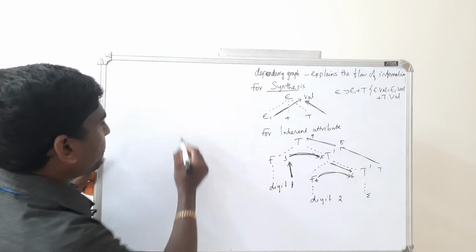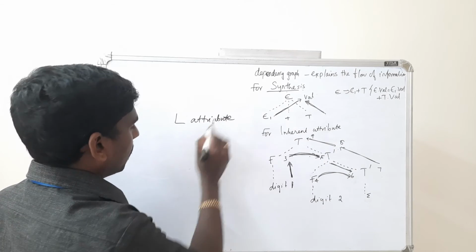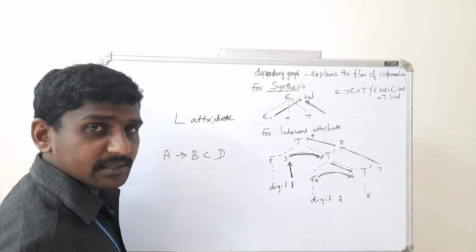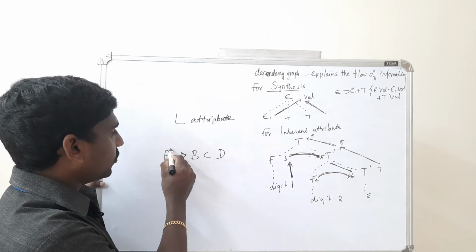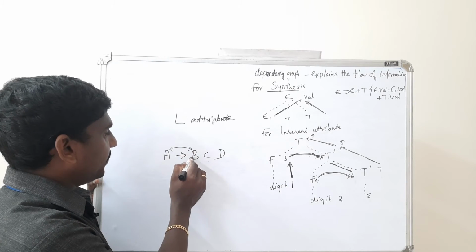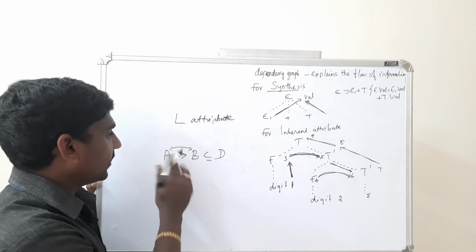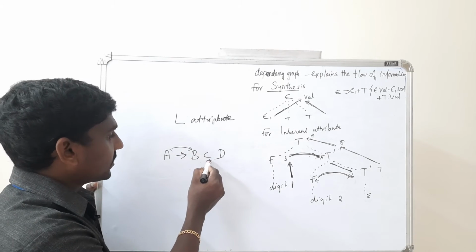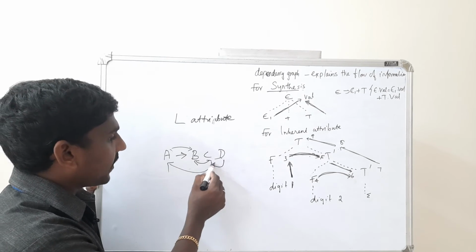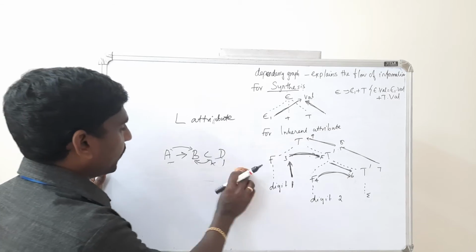Clear? The other one is the L attribute. You should know the L attribute. For example, A tends to B, C, D. L attribute means it takes the value from left to right. That means B takes value from A, not C. If it takes value from C, that is not an L attribute, that is an inherited attribute. C takes the value from B and A, not D. D can take the value from C, B and A. This is an L attribute.